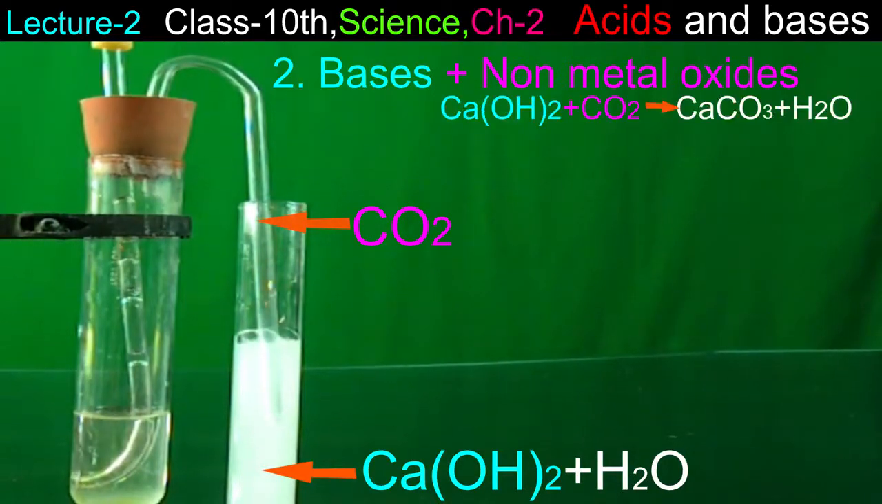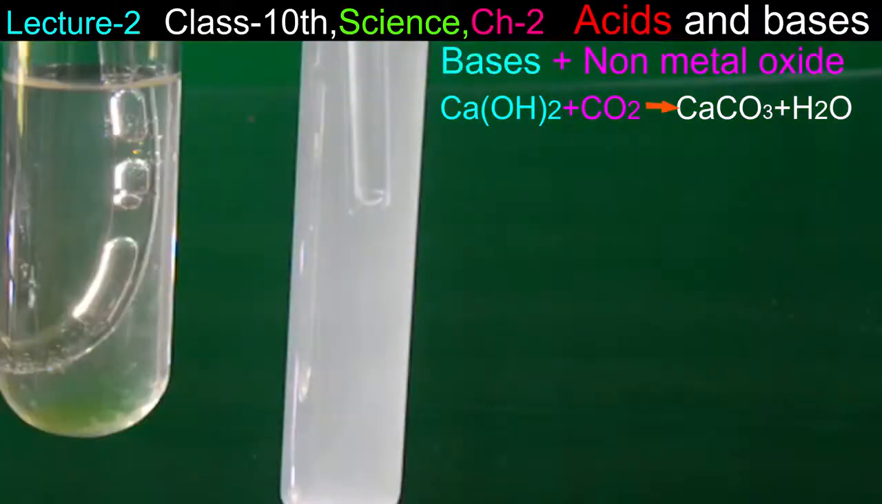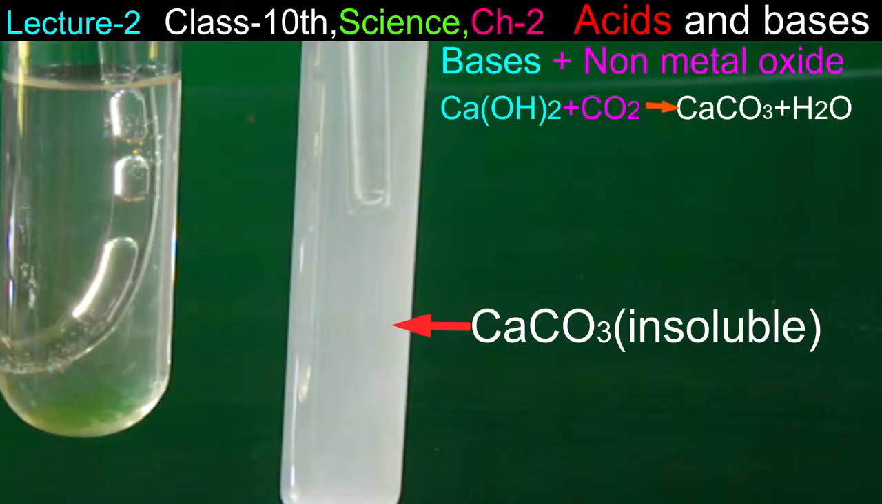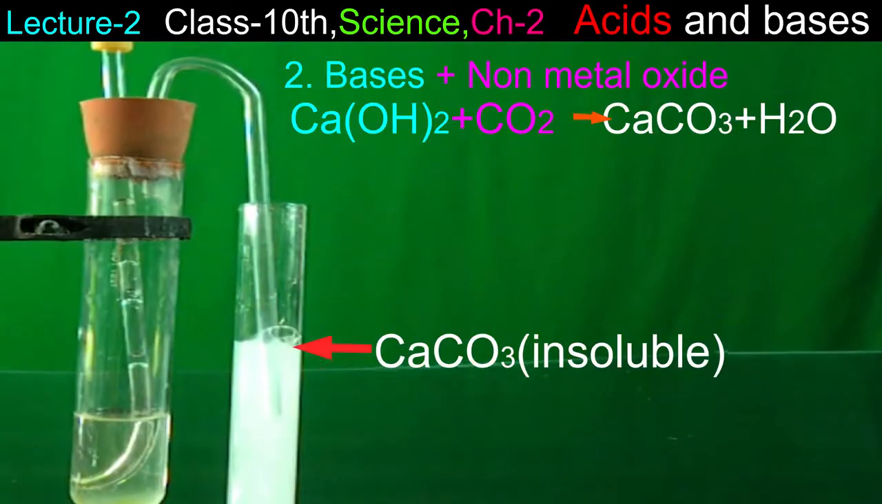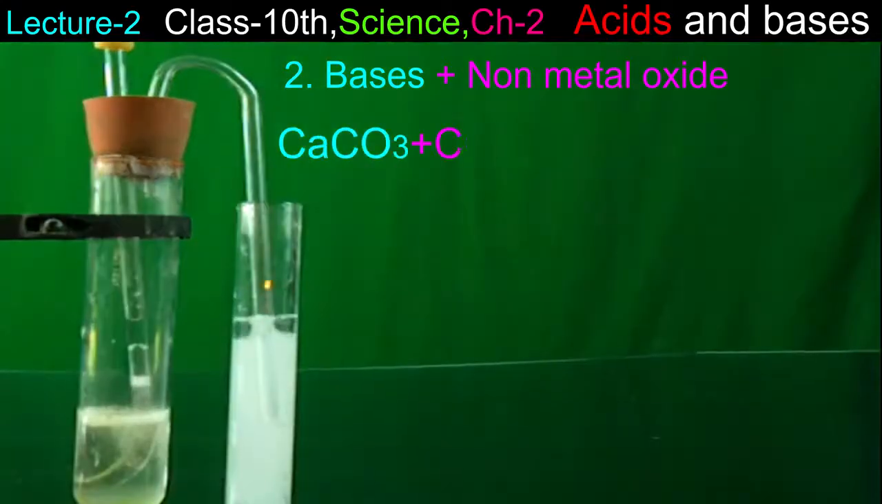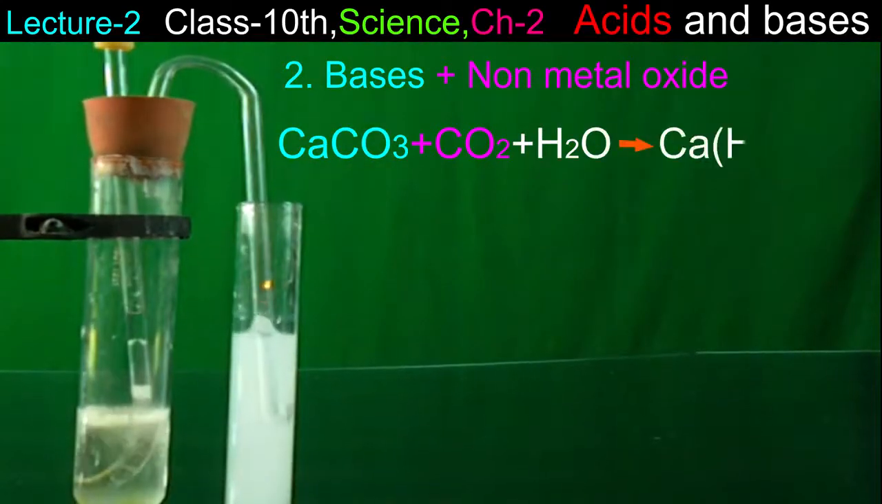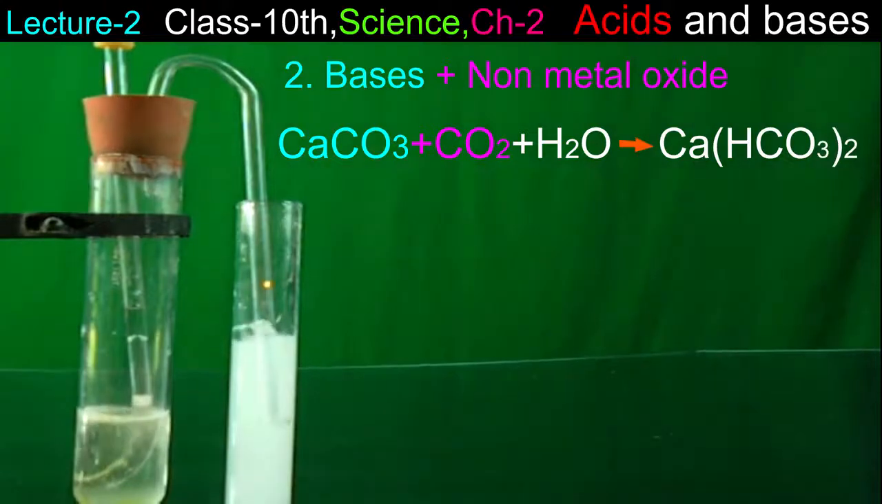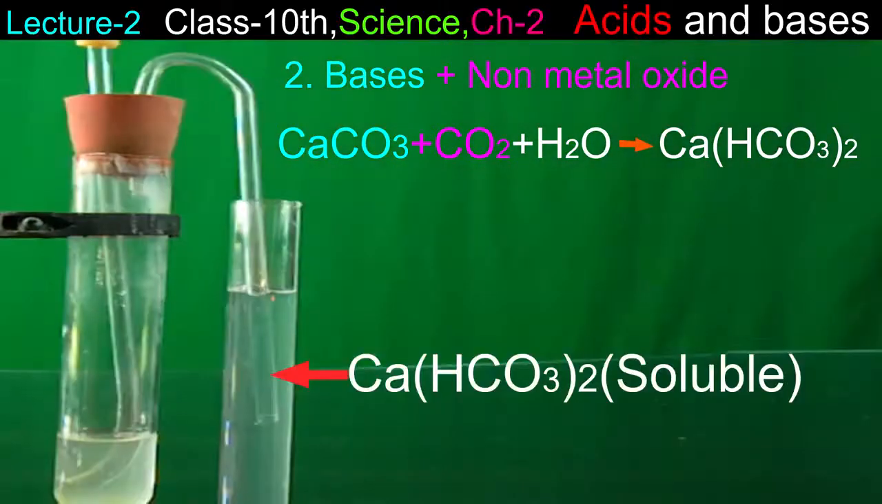CaCO3, calcium carbonate, is insoluble in water, that's why that turns calcium hydroxide solution milky. On passing excess of CO2, the reaction is CaCO3 plus CO2 plus H2O produce Ca(HCO3)2, which is calcium hydrogen carbonate. Calcium hydrogen carbonate is soluble in water, hence the solution becomes clear again.